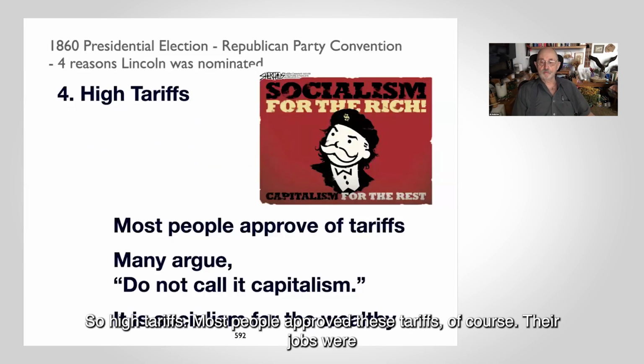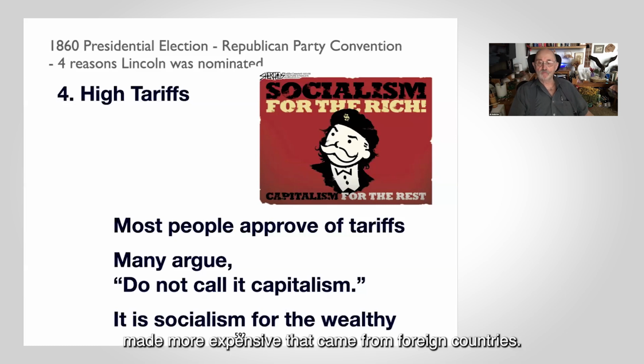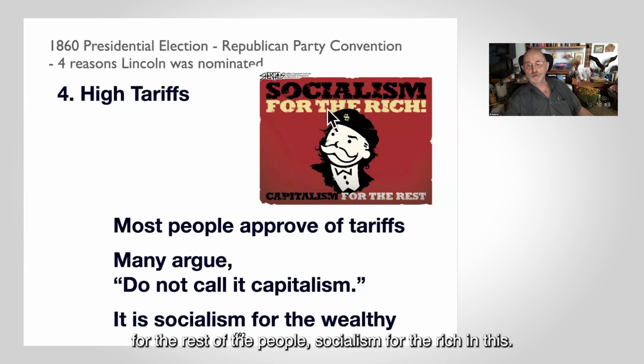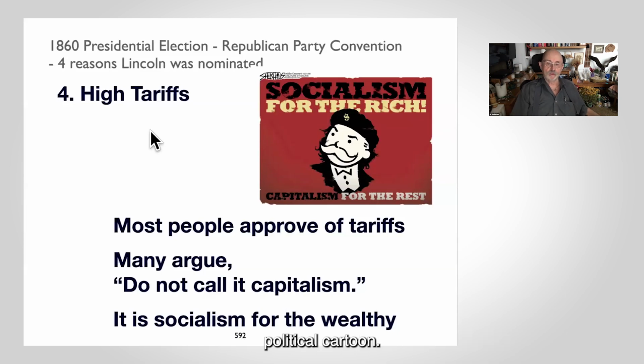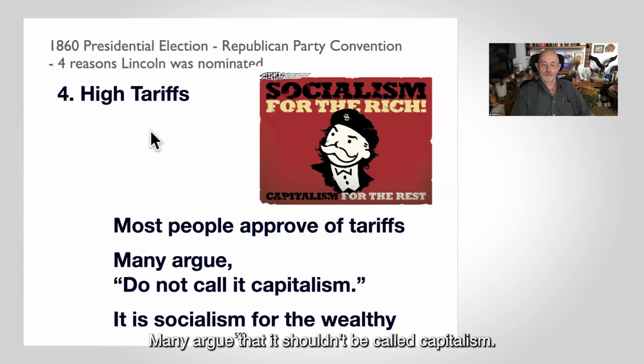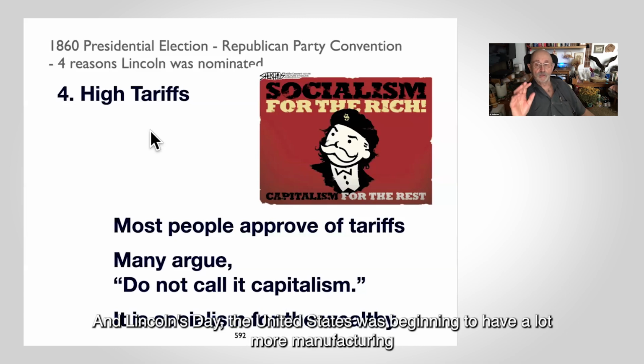So high tariffs. Most people approved of these tariffs, of course. Their jobs were dependent on these products from foreign countries being made more expensive. Here's a political cartoon, socialism for the rich. And that's what high tariffs were considered by opponents to tariffs. Capitalism for the rest of the people, socialism for the rich in this political cartoon. Most people approved of the tariffs. It meant their jobs were secure. Many argue that it shouldn't be called capitalism, but socialism for the wealthy. And these were issues in Lincoln's day.